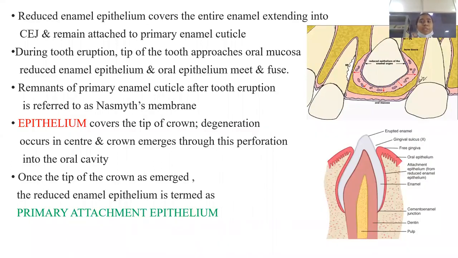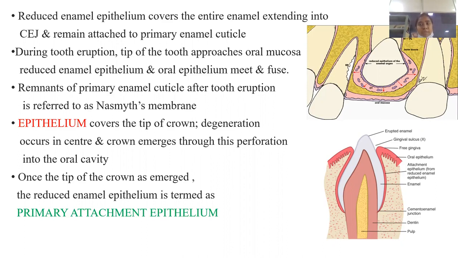So here in this picture we can see what we saw in the previous slide. Reduced enamel epithelium covers the entire enamel extending into the cemento-enamel junction and remains attached to the primary enamel cuticle. During tooth eruption, the tip of the tooth approaches the oral mucosa. Reduced enamel epithelium and oral epithelium meet and fuse together. Remnants of primary enamel cuticle after tooth eruption are referred to as Nasmyth's membrane.